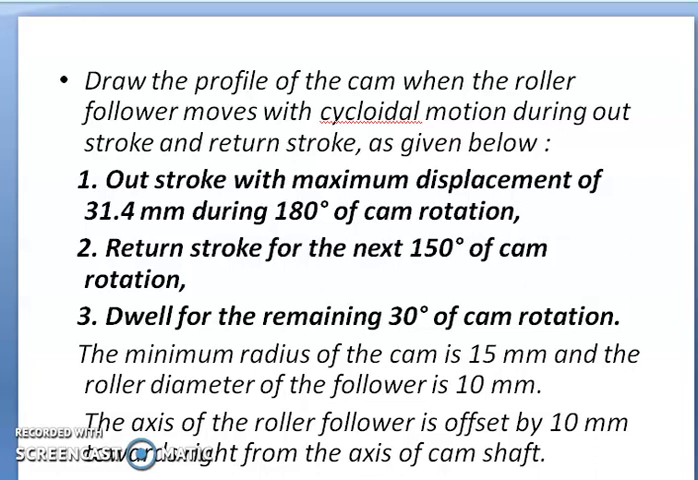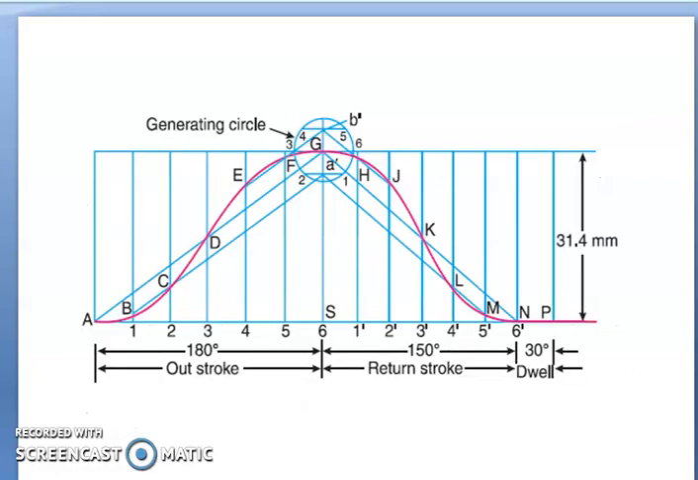Dwell for the remaining 30 degrees of cam rotation. The minimum radius of the cam is 15 mm and the roller diameter of the follower is 10 mm. The axis of the roller follower is offset by 10 mm towards the right from the axis of camshaft. So first we draw the displacement diagram.